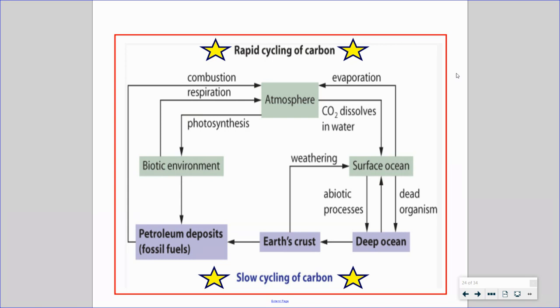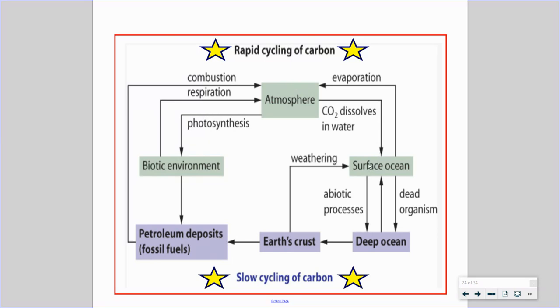So that's the first cycle on the left-hand side, photosynthesis back to respiration. Now, the atmosphere also deposits carbon dioxide into the surface of the ocean, which gets released down into the deep ocean. Sometimes in the deep ocean, it'll eventually become fossil fuels, or it can be released back out through evaporation, which we learned about in the water cycle. As water evaporates off of the surface, some carbon dioxide will come with it.